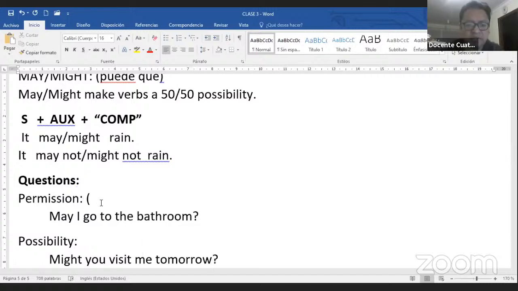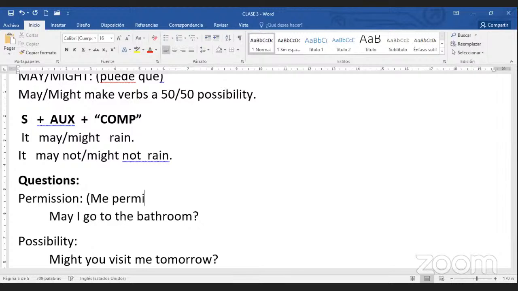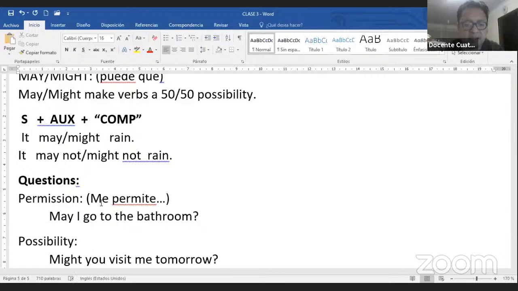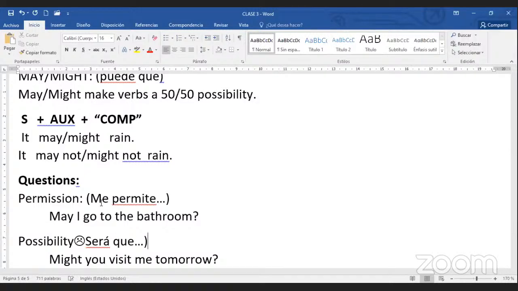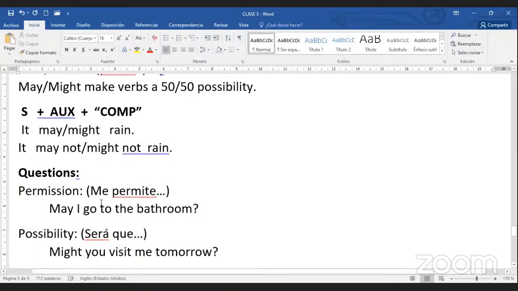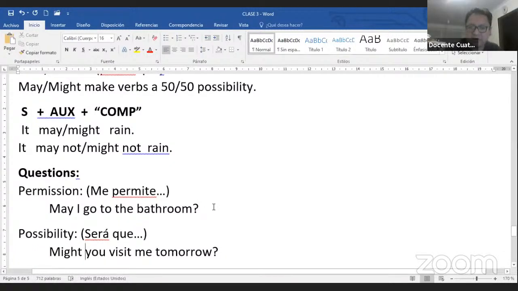So, in permit, me permite. Impossibility, ¿será que? Una carita triste. Now it is. Okay, so may I go to the bathroom? ¿Me permite ir al baño?